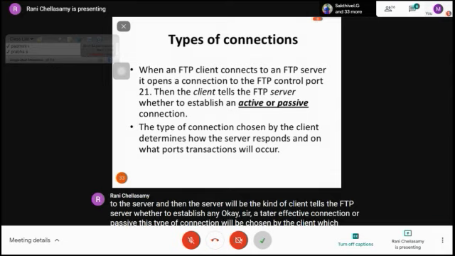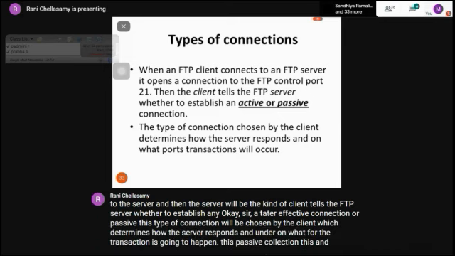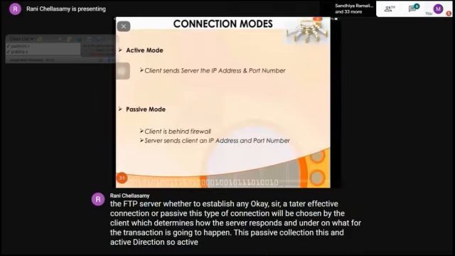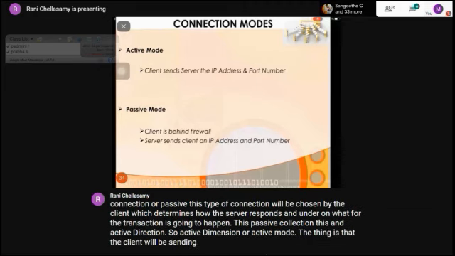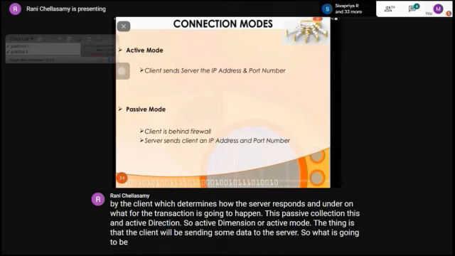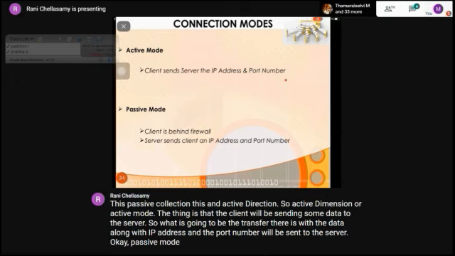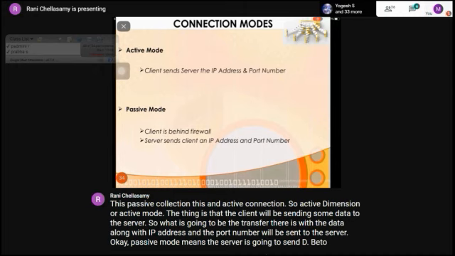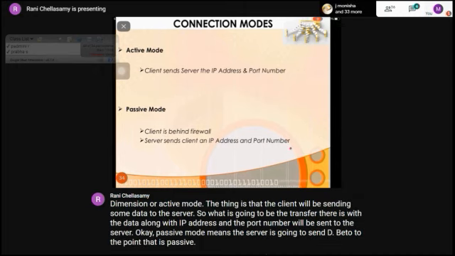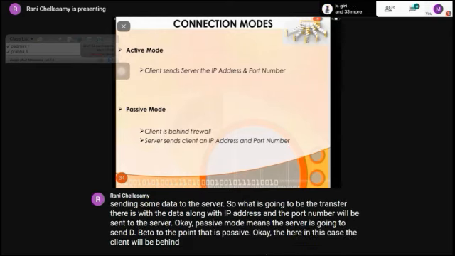There's passive connection and there's active connection. In active mode, the client will be sending some data to the server. So what is going to be transferred? The data, along with the IP address and the port number, will be sent to the server. Passive mode means the server is going to send the data to the client. Here in this case, the client will be behind the firewall.